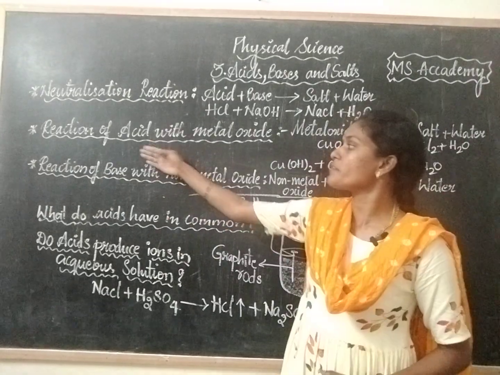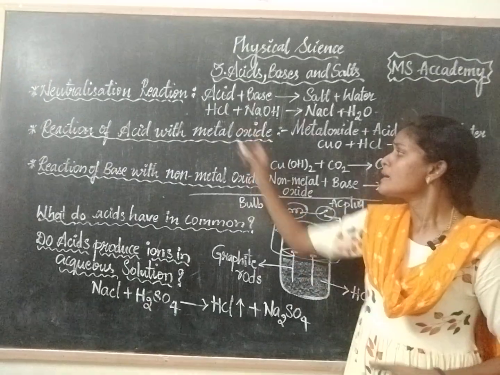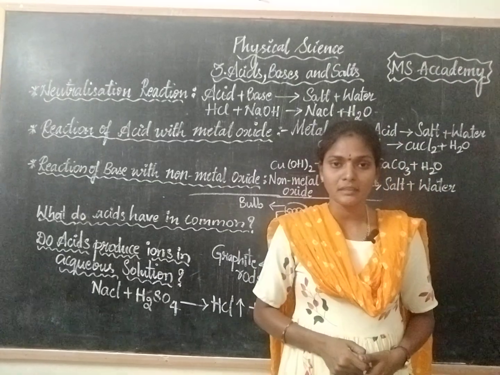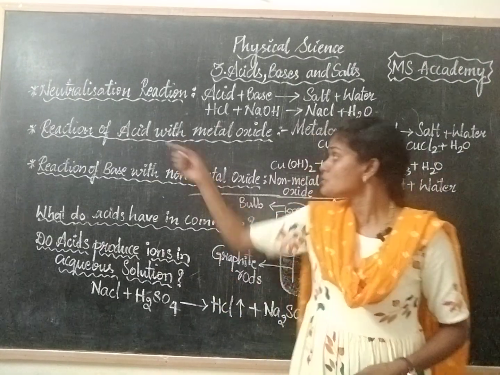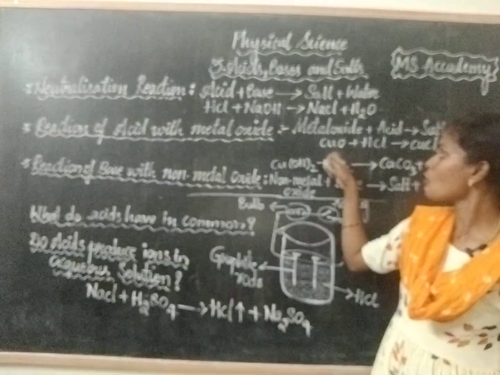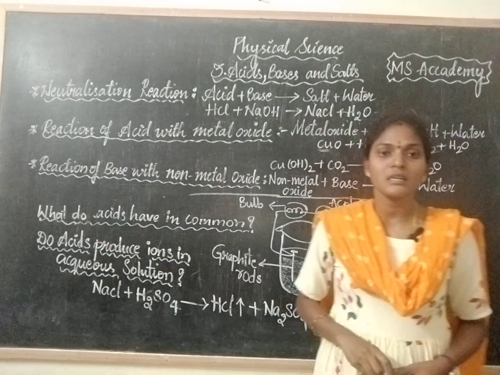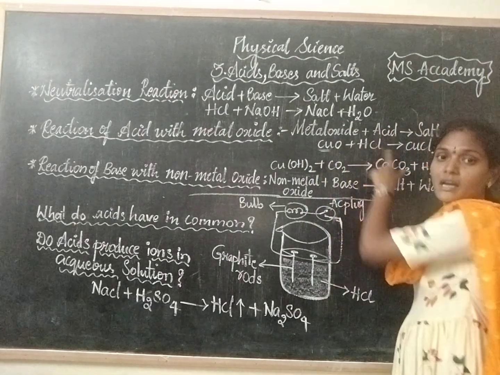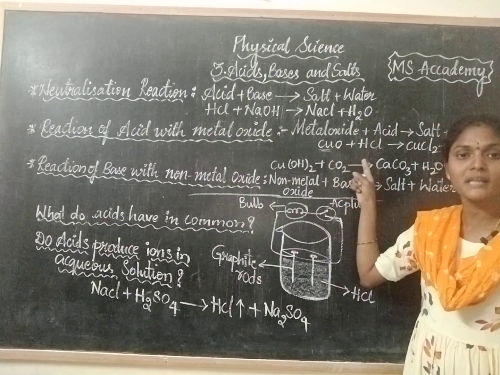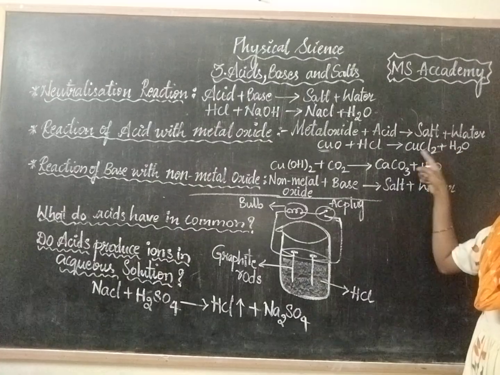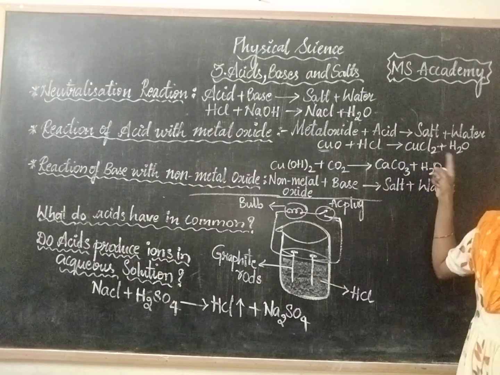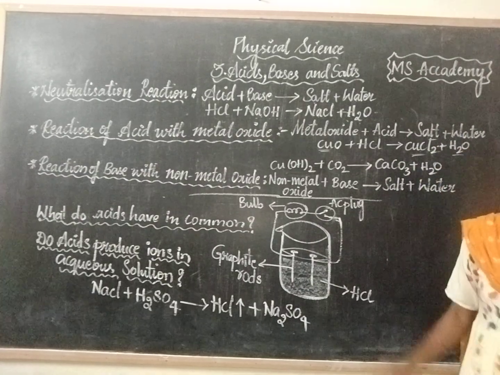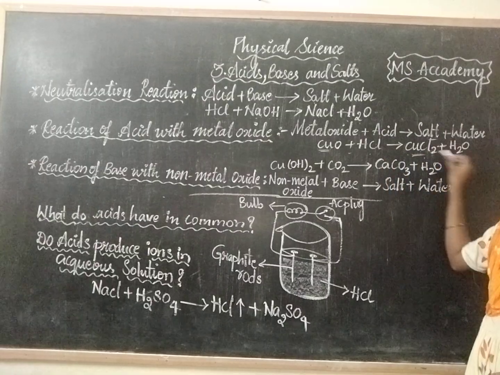Next, reaction of acid with metal oxides. How is metal oxide formed? When any metal reacts with oxygen, it forms metal oxide. So here I am taking copper oxide. We all know copper is a metal. When it reacts with oxygen, it forms copper oxide. When copper oxide reacts with acid, acid is HCl, it forms copper chloride plus H2O. Copper chloride is a salt, and it forms H2O, water. Metal oxide reacting with acid forms salt plus water.